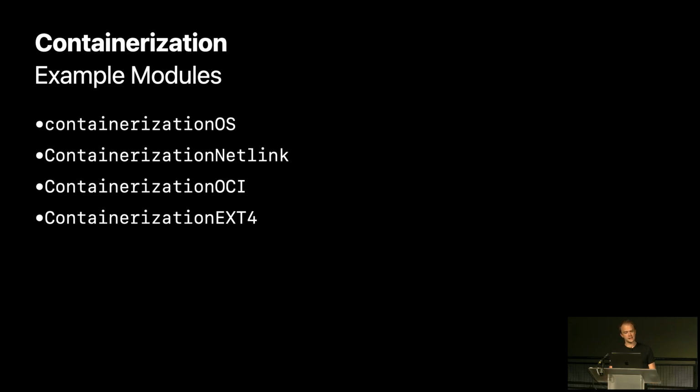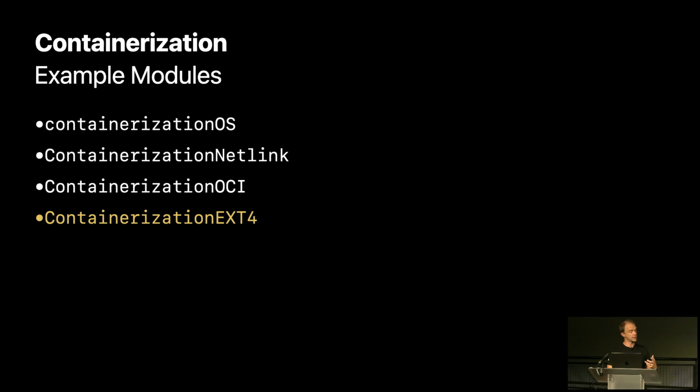So in making containerization, we created many modules while building it out. We have Containerization OS, which provides utilities for interacting with low-level OS components like terminal, as well as doing process management. We created a netlink one so that we could manage those Linux network interfaces. We have an OCI module, so we can work with container images and runtime primitives. OCI is the Open Container Initiative, so just some of those specifications. And also we created an ext4 module for being able to, from macOS, work with a Linux file system.